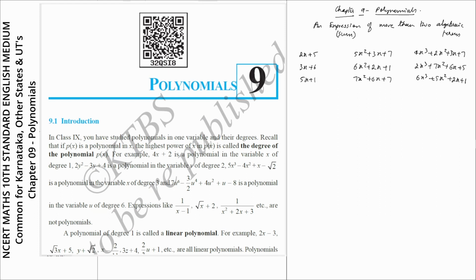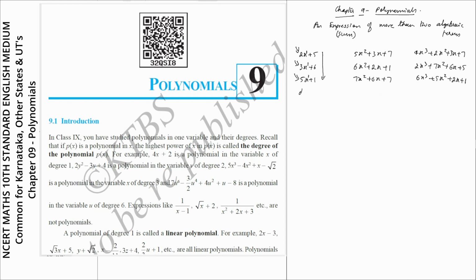Now here you can make one observation, that in all these three polynomials there is one thing that is common. The common thing is that the highest power of x is 1. For example, 2x plus 5, the power of x is 1 only. 2x means it is 2x to the power of 1. In the second example, 3x plus 6, 3x means it is 3x to the power of 1, plus 6. Similarly, in the third case, 5x plus 1, 5x means 5x to the power of 1. So the highest power of x is 1.